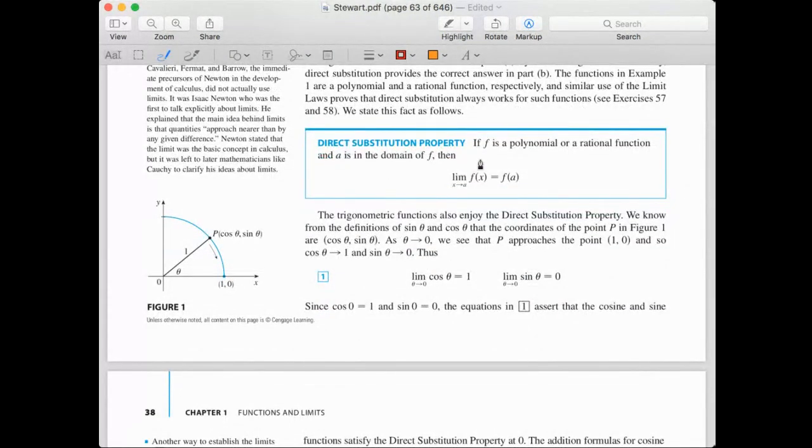Right, that's this result. If f is a polynomial or rational function and a is in the domain, then the limit of the function is just the function value itself, right?